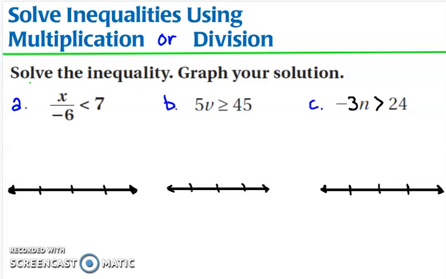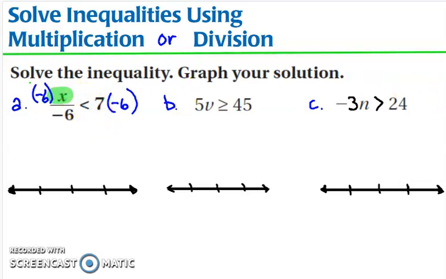Solve the inequality. Graph your solution. A. x divided by -6 is less than 7. So since the variable x is being divided by -6, to undo the operation, we multiply both sides by -6. And multiplying by a negative on both sides of the inequality reverses the inequality.